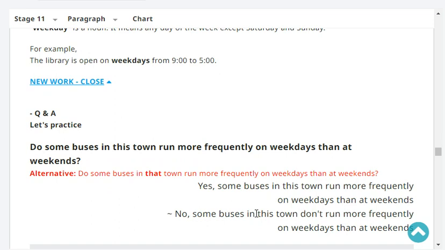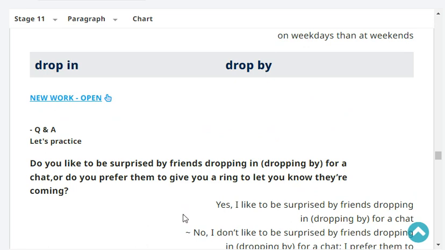Let's practice. Do some buses in your town run more frequently on weekdays than at weekends? Yes or no? Yes. Some buses in my town run more frequently on weekdays than at weekends. Very good.